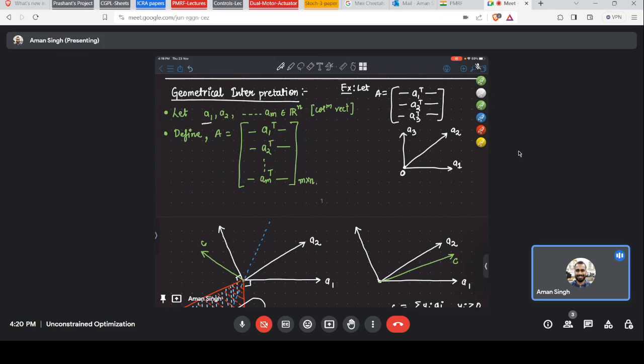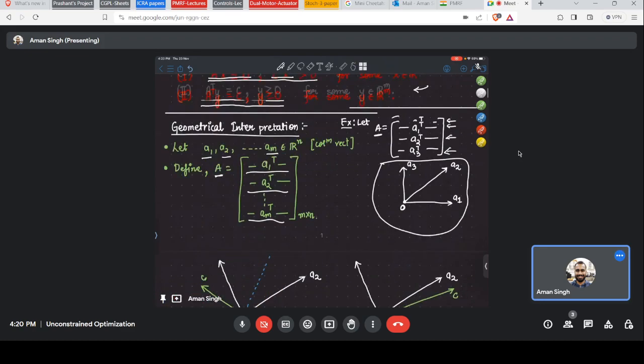So let a1, a2 till am be some n cross 1 vectors, and let us define A such that these vectors are the rows of the matrix. For example, let a1, a2, a3 be some n cross 1 vectors, and we define a matrix A such that these vectors are the rows of the matrix. Then let us draw it in the graph like this.